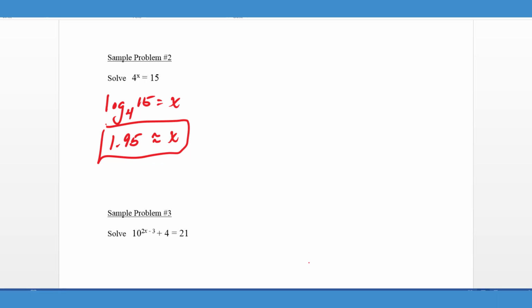When you're doing Math Excel, please be sure to check the directions in the blue to make sure you know what level of rounding you need.